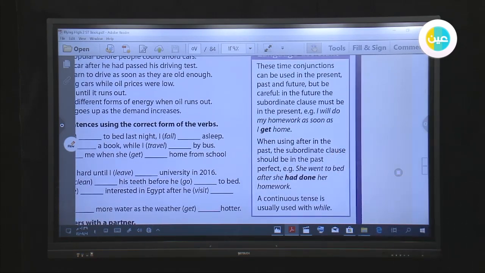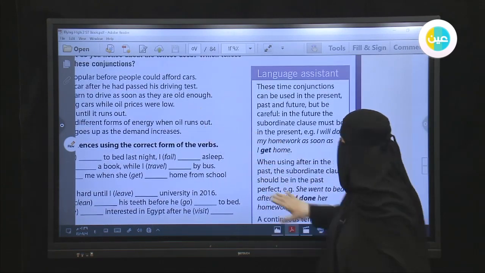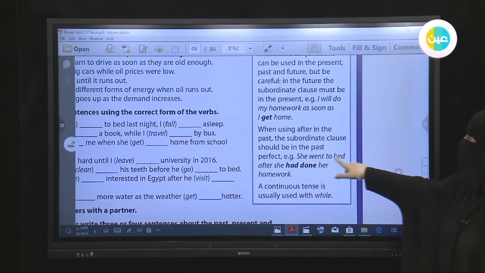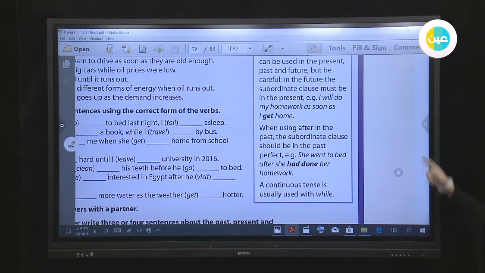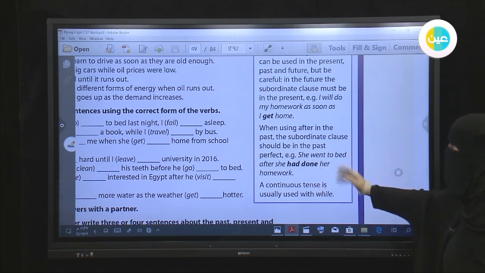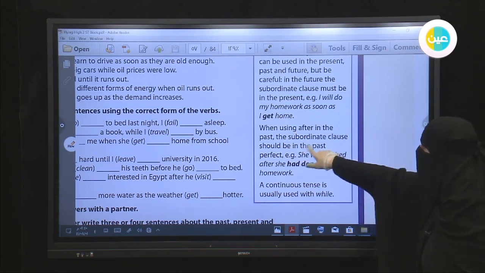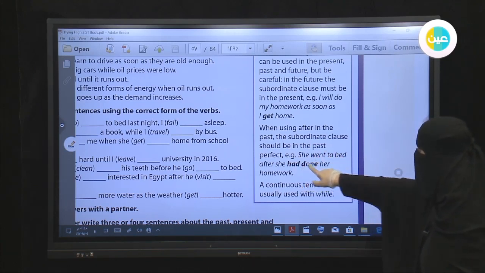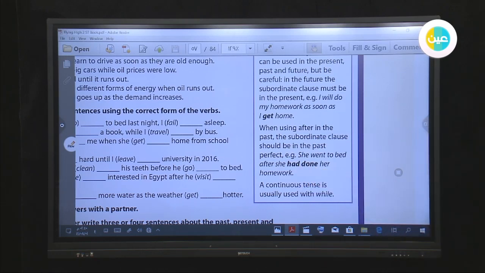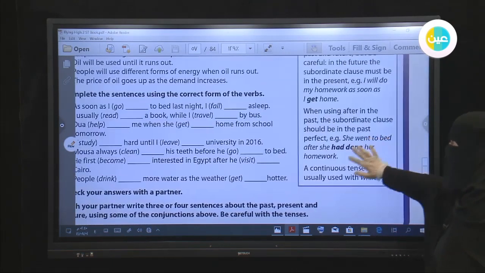Okay? When using after in the past, the subordinate clause should be in the past perfect. Here we have an example like this one. When we use after, she went to bed after she had done her homework. When we use the conjunction word after, the other clause after the word should be in the present or the past perfect. Here, she went to bed. This is past simple. The subordinate clause in the past perfect. Had done. Okay? Had done. The last part, a continuous tense is usually used with while. We use the continuous usually with while. You know what's the meaning of continuous? The ing form. Okay?